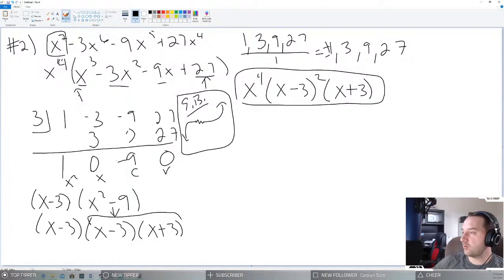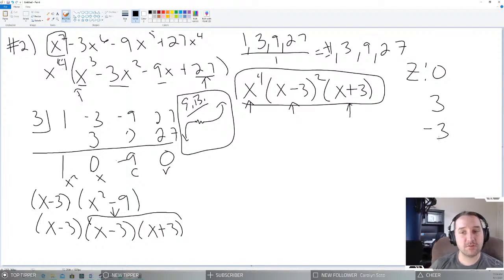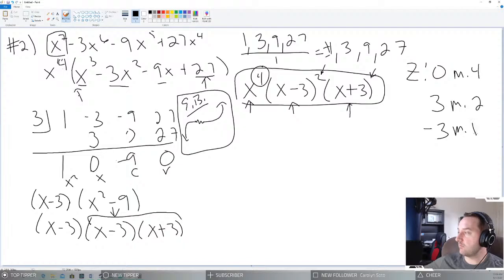Now my zeros and multiplicity. So my zeros are going to be 0, because if I set that equal to 0, I get 0. It's going to be positive 3 and negative 3. Now the multiplicity is how many of those zeros you have. The reason why we need to know the multiplicity is because the graph interacts with my zero based upon the multiplicity. So since I have 4 of these, it's going to be multiplicity 4. And I have 2 of these, so it's going to be multiplicity 2. And I have only 1 of these, so it's going to be multiplicity 1.